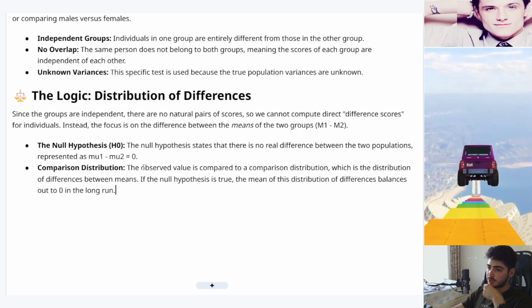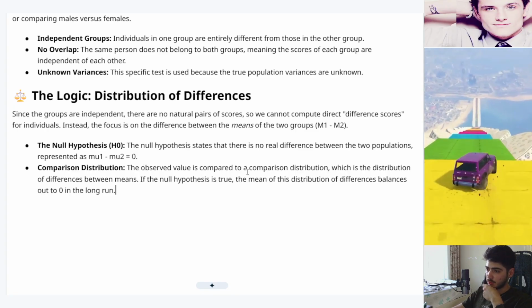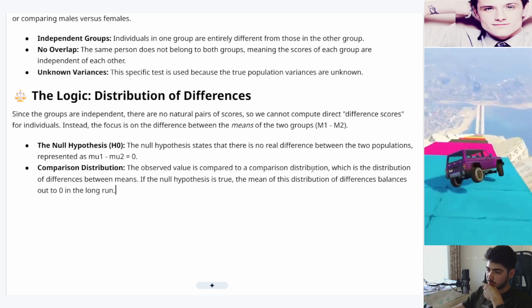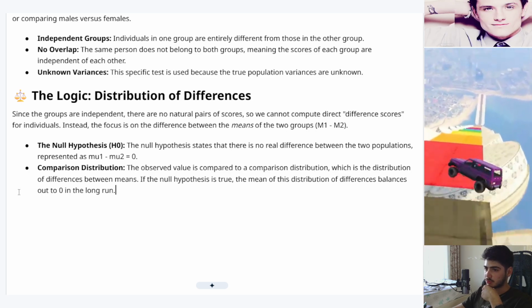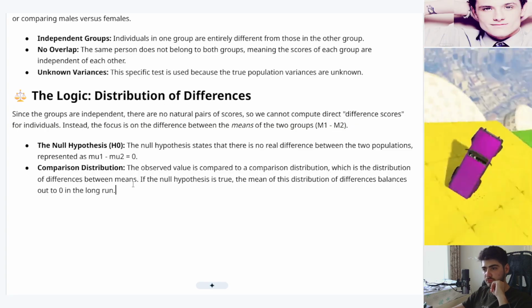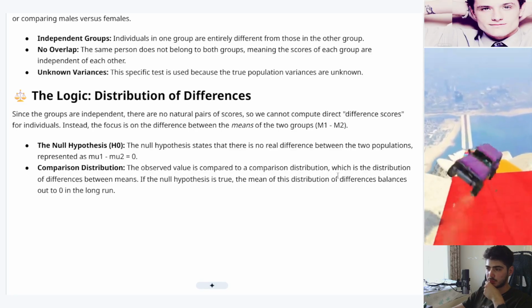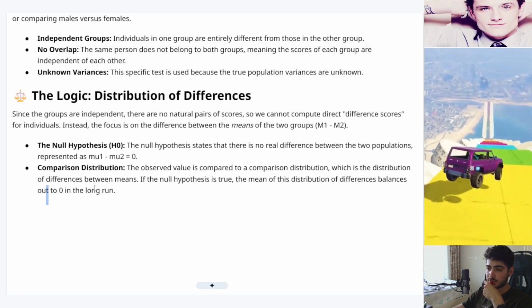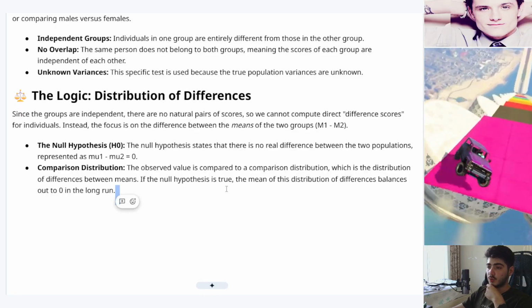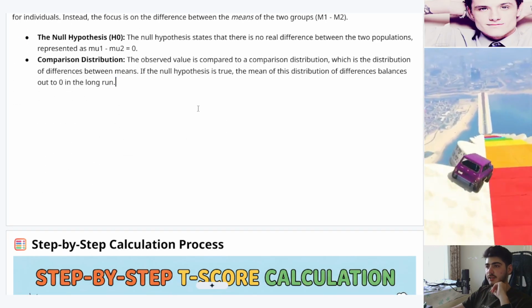And the comparison distribution is the distribution to which the observed value is compared, which is a distribution of differences between means. If the null hypothesis is true, the mean of the distribution of differences balances out to zero in the long run. Wow. Exactly what I said.